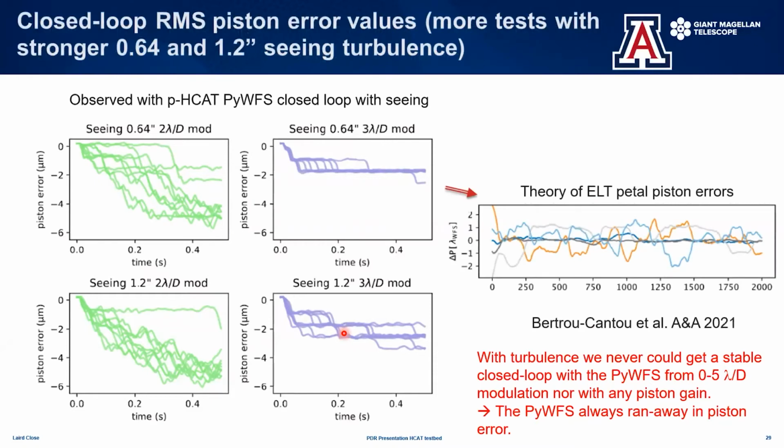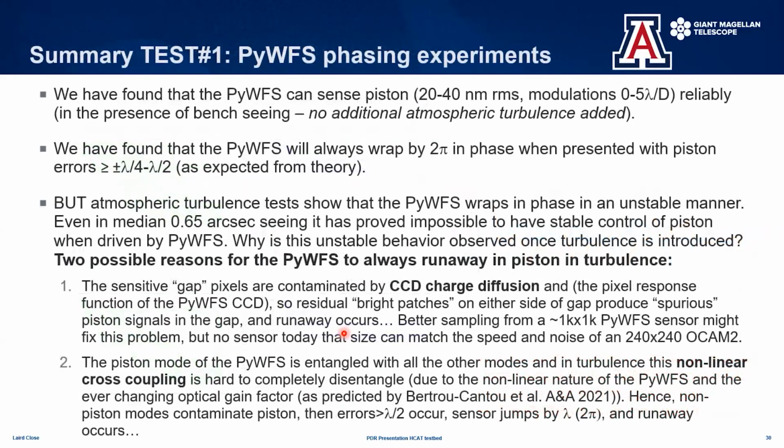This is actually kind of similar performance to what Ariel Boutreau-Canto's paper that's been recently coming out in A&A. And she sees similar problems with ELT piston control. I don't really have time to go into all of this, but basically the takeaway from the pyramid sensing part is that CCD charge diffusion coupled with the non-linear cross-coupling makes it very hard to close the loop and control segment piston with a pyramid wavefront sensor in the face of turbulence.